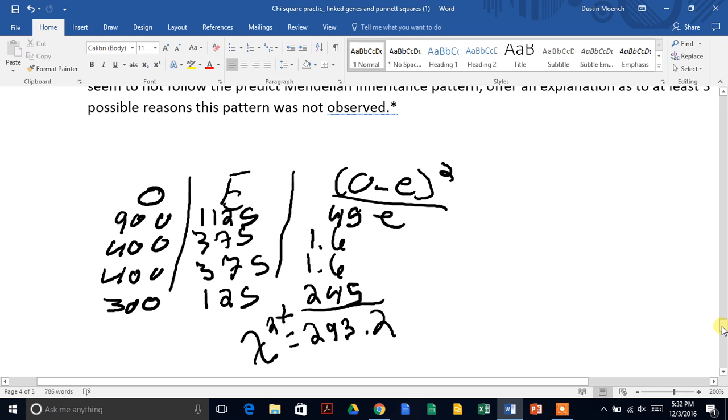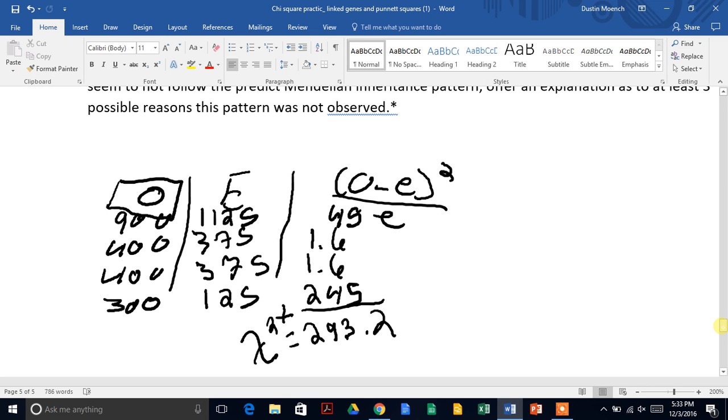So, what do we observe? This is our data from up there, our actual observed, and our expected. This is what 9/16 of 2000 would be. This is what 3/16 of 2000 would be, and 1/16 of 2000 would be. Alright? So our hypothesis is that this follows a Mendelian pattern of inheritance. We do our chi-square analysis.